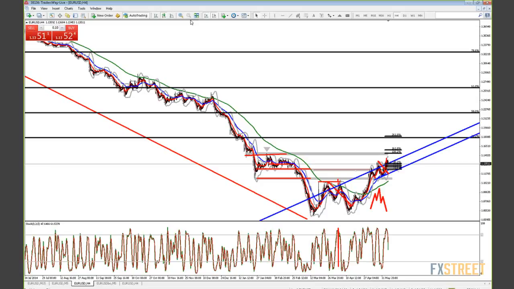So now we got the QE. Great. Euro's weak. Well, actually, I reverse that, right? The Fed tapered first. That was dollar strength. And then the ECB trying to get QE was the beginning of the euro weakness, right? So down, down, down, down.